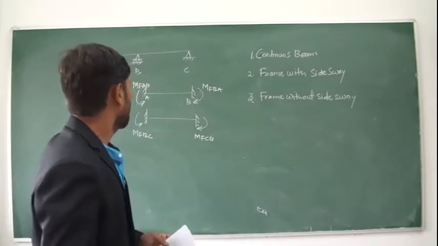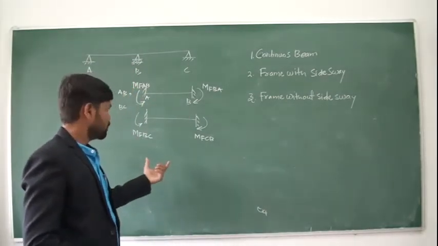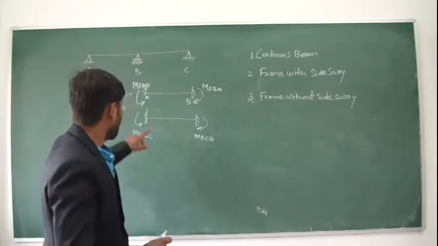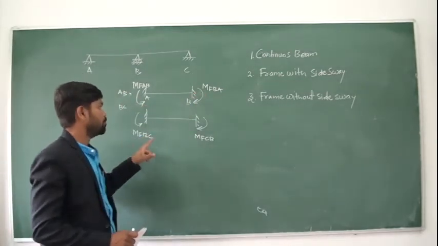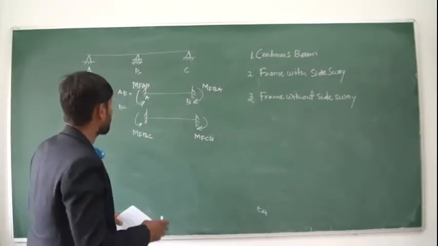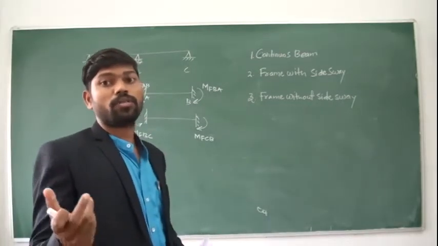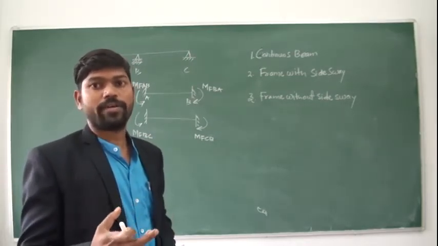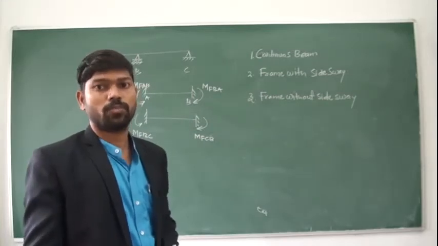Okay, so first step, consider each span separately as a fixed beam. Fixed beam means the beam which is having both the ends fixed. And find out fixed end moment. So MFAB, MFBA, MFBC, MFCB. Okay. Now find out this fixed end moment. So there are different formulas, like the formulas to find out the free bending moment. Now if a uniformly distributed load is there and you have to find out maximum bending moment, so the formula is WL square divided by 8 for a simply supported beam.